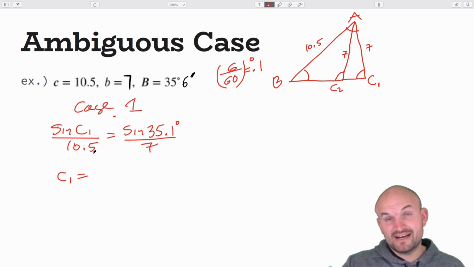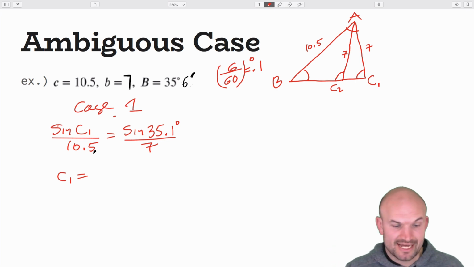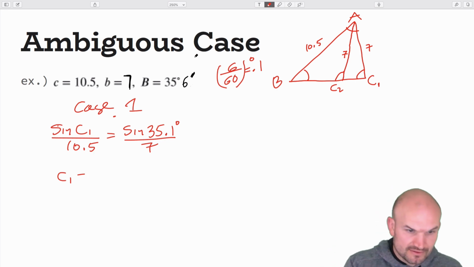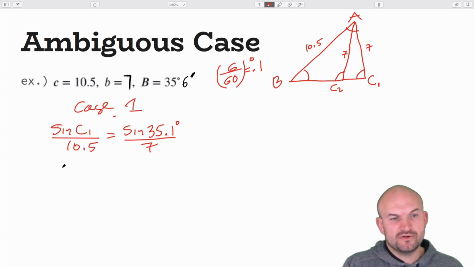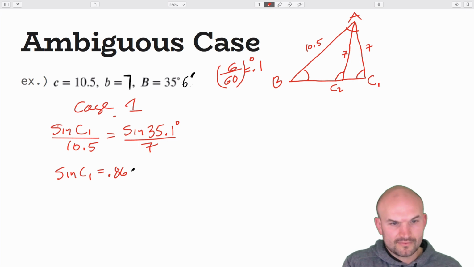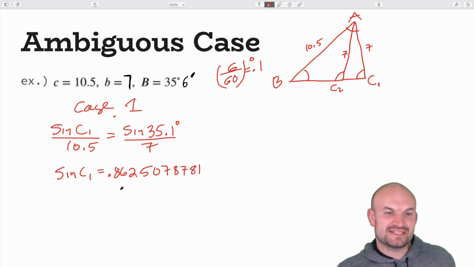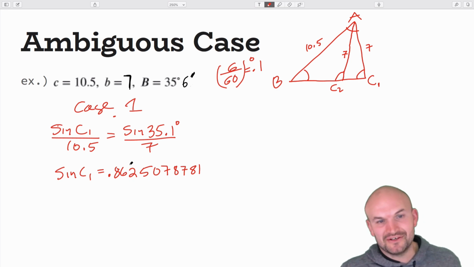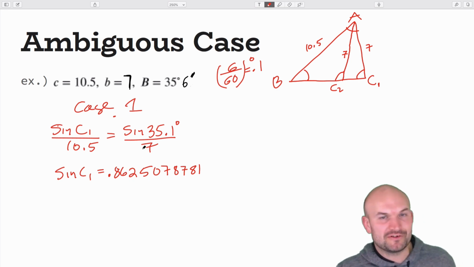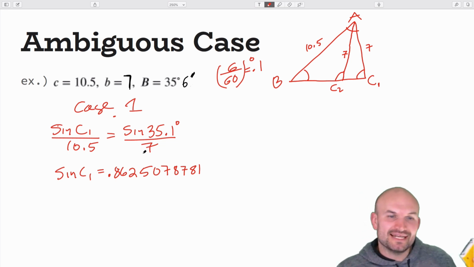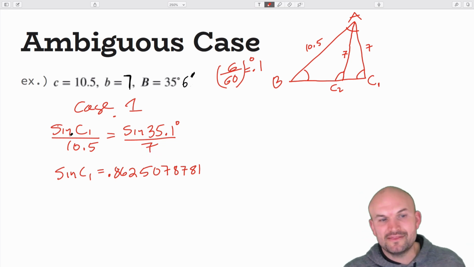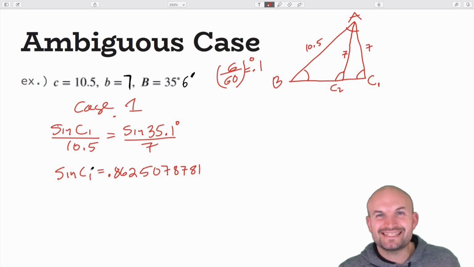Now, again, remember, when you're trying to find the angle, you need to use inverse sine, right? Because it doesn't make sense here. Here's actually really important to talk about. So the sine of C1 is equal to 0.86250787881. And the reason why I'm writing this down is because I want students to understand that's not the angle. That angle does not make sense. That's way too small of an angle. If you already have one angle that's 35 degrees, yes, obviously it's possible, but it's very unlikely. And you need to understand, we haven't solved for C. We solved for the sine of C.